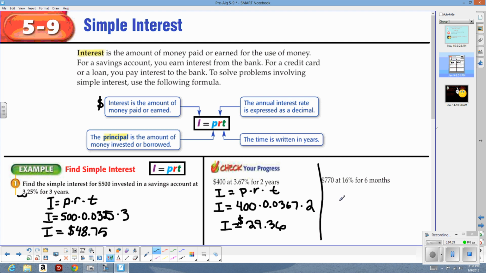Now this next one is a little bit trickier because of the time. See if you can see what the problem with the time is. Interest equals the principal times the rate times the time. We're trying to find the interest. The principal is $770 times the rate, which is 16%. Yikes, that's kind of like a credit card oftentimes can be.